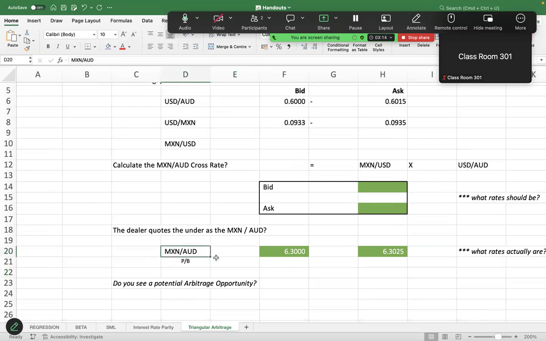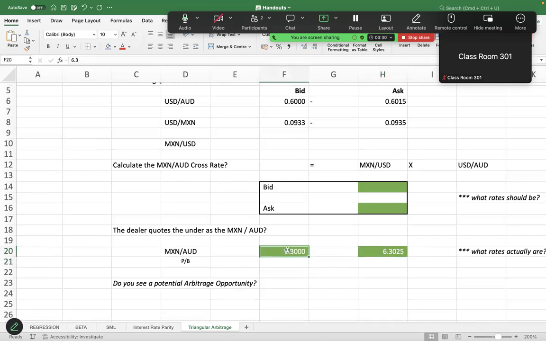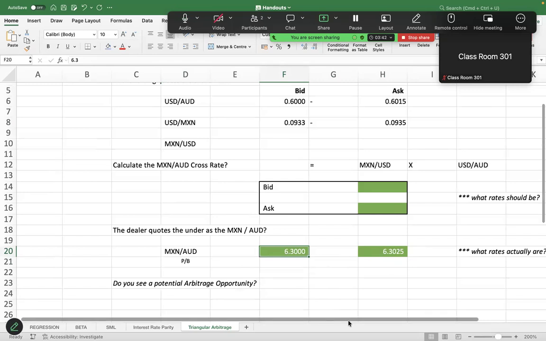dollars, the price currency is the Mexican peso, which means I will buy and sell the Australian dollars because that's the base currency. And the price of the base currency, that means if you want to buy 1 Australian dollar, you will have to pay this price, which is the ask price, 6.3025 Mexican pesos. Whereas if you want to sell the Australian dollar, you will receive 6.3 Mexican pesos. Bid ask: bid is on the left, ask is on the right.